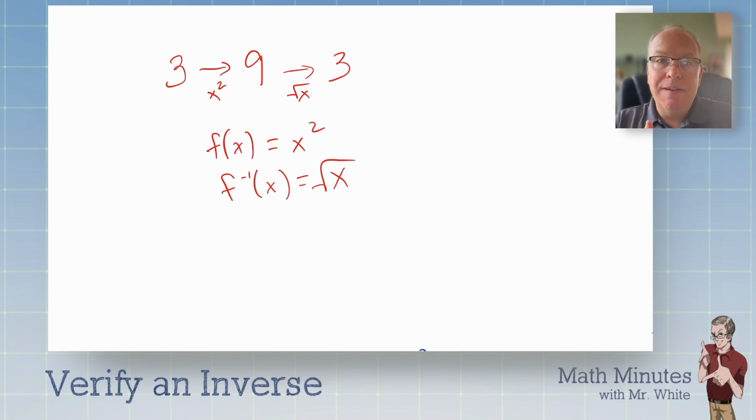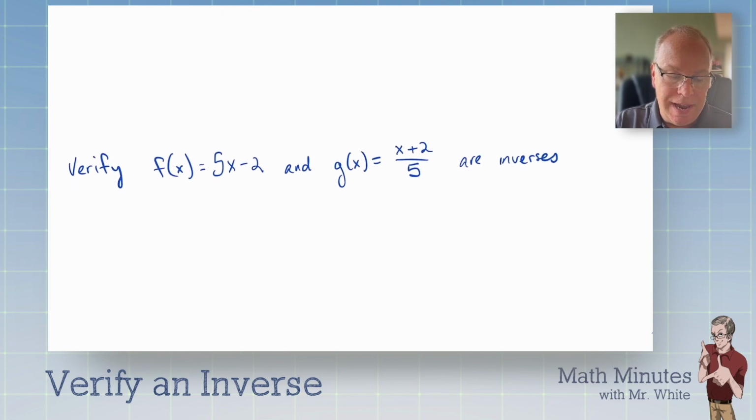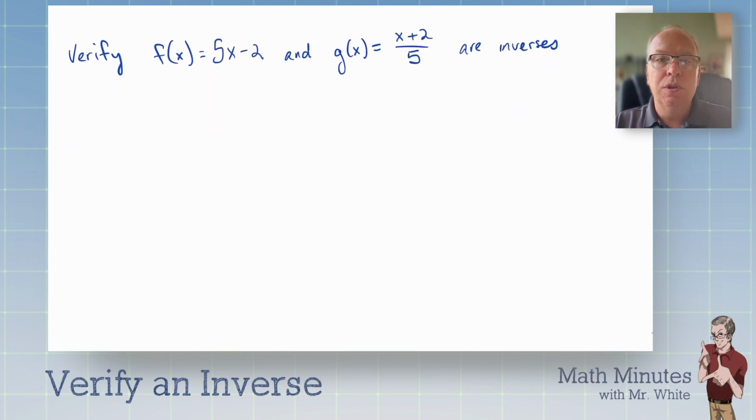Now, how do we verify two things are inverses besides just trying numbers like crazy? We could do that, but that's not really the best way to do it. So there's an actual proof that we use to verify that two functions are inverses. So I put together two quick examples for you. Here it says verify that 5x minus 2, we're calling that f of x, and a separate function called g of x, which is x plus 2, that quantity divided by 5. How do we verify that those two things are indeed inverses of one another?